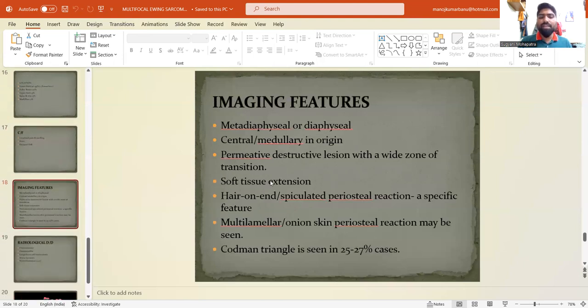Imaging wise, it is a metadiaphyseal or diaphyseal tumor, central or medullary in origin, a permeative, destructive lesion with a wide zone of transition, and soft tissue extension will be there. Hair-on-end or spiculated periosteal reaction is a specific feature of this tumor. Multilamellar onion skin periosteal reaction may be seen, and Codman's triangle is also seen in 25-27% of cases. These lesions will be seen both on X-rays and CT, but CT depicts all these lesions in a better manner. And in case of marrow involvement, we can proceed for MRI.